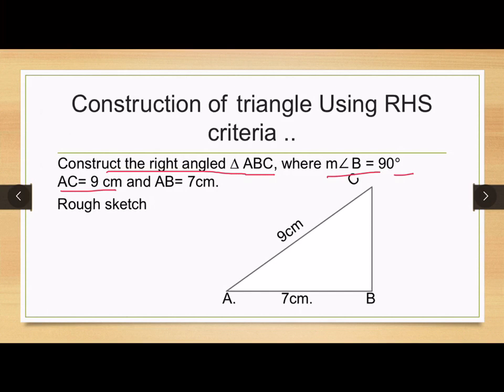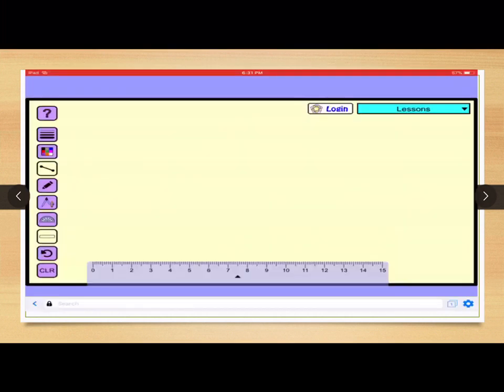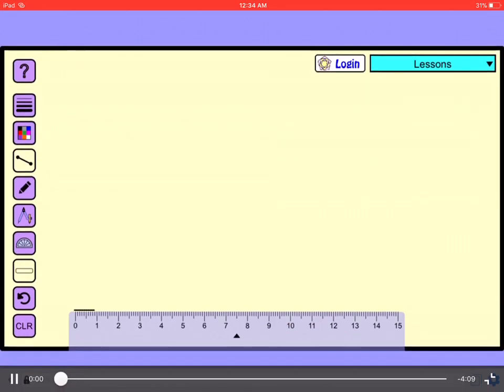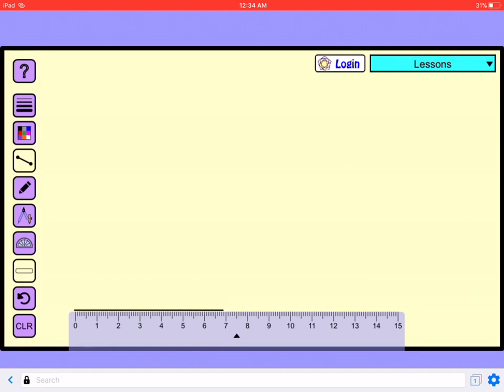So first draw the rough sketch so you can get which is the hypotenuse and which is the base of this triangle. So this is the hypotenuse and AB is equal to 7 centimeter, that is the base of this triangle. So this is the rough sketch for this. So now let's see how to construct it. So first draw the line segment of 7 centimeter using ruler and pencil.